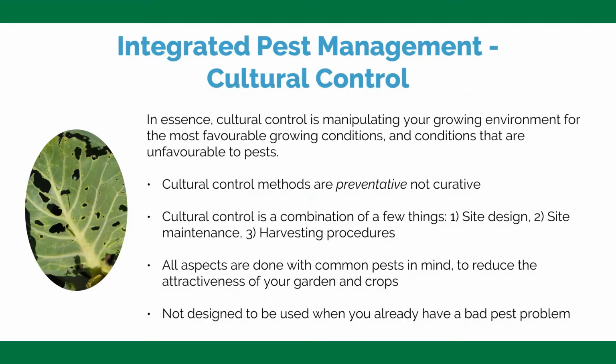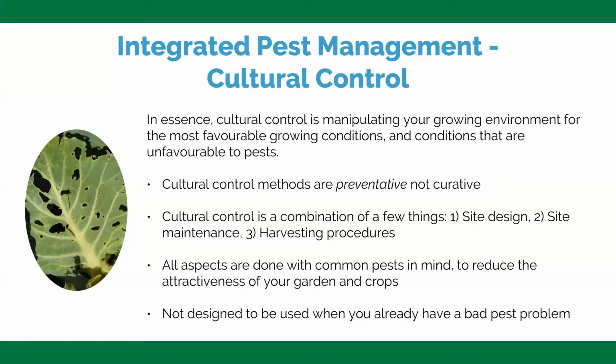Cultural control can be thought of as a combination of a few different things. So these would be things like site design, site maintenance, and then harvesting procedures. So when I say site design, I mean how closely you put your plants together or what plants you put beside each other. So we talked a little bit about companion planting in some of our previous videos.